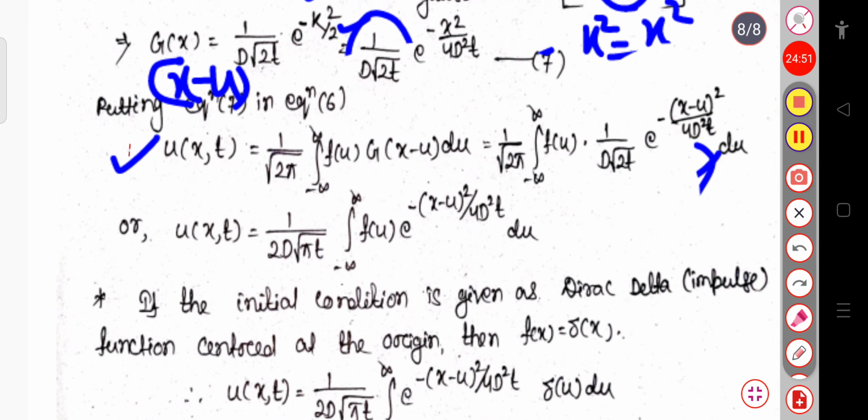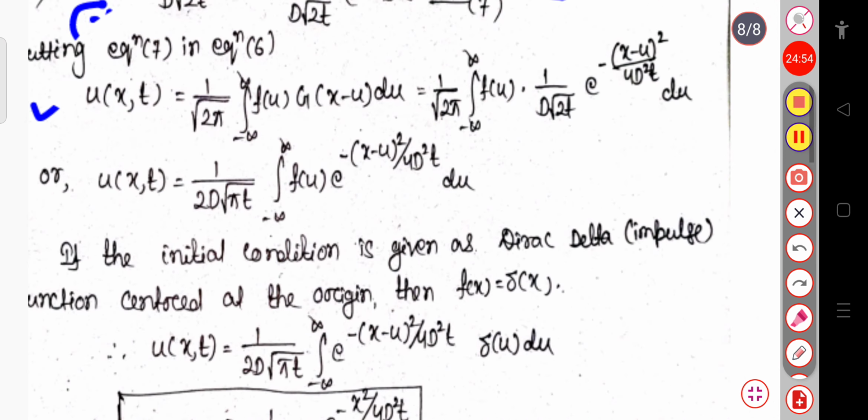Now what we will do, I'll take this constant outside the integration. This will be 1 by root over 2 into root over 2, which becomes 2, and again d root over pi into root over t. So this will be 1 by 2d root over pi t, integration over minus infinite to plus infinite f of u, exponential minus x minus u whole square divided by 4d square t into du.